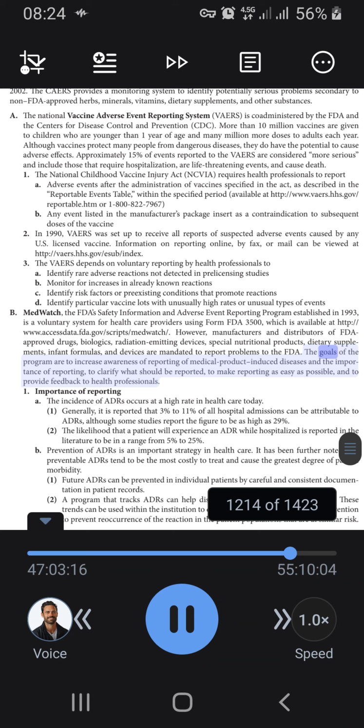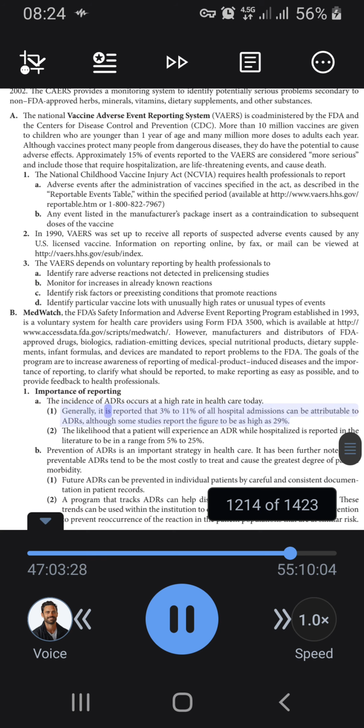The goals of the program are to increase awareness of reporting of medical product-induced diseases and the importance of reporting, to clarify what should be reported, to make reporting as easy as possible, and to provide feedback to health professionals. 1. Importance of reporting. The incidence of ADRs occurs at a high rate in healthcare today.